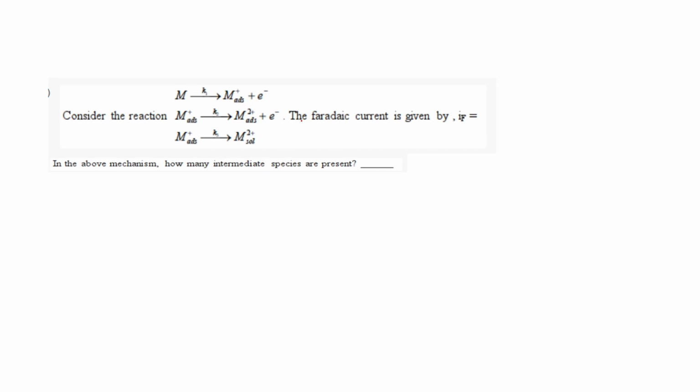Two intermediate species. Yes, so you can see MH+ is there, MH2+ is there. So those two are the intermediates. So there are two intermediates which are involved. Okay.